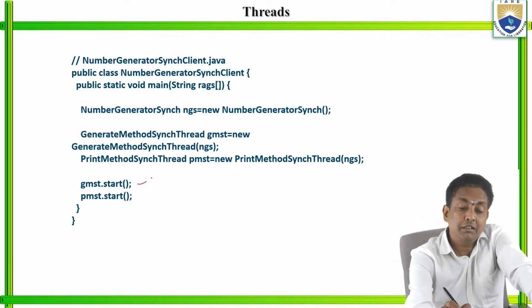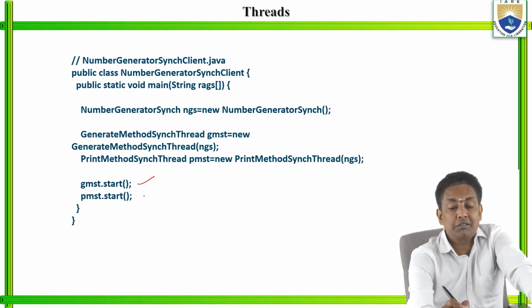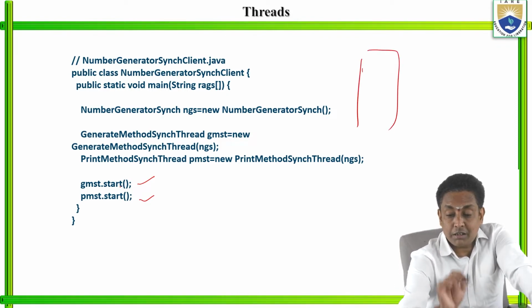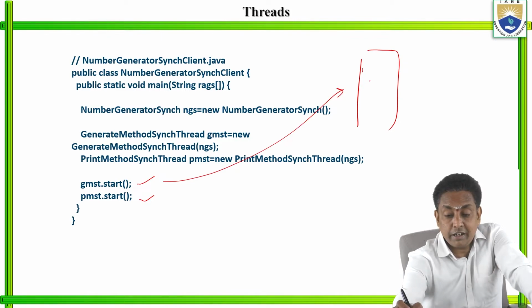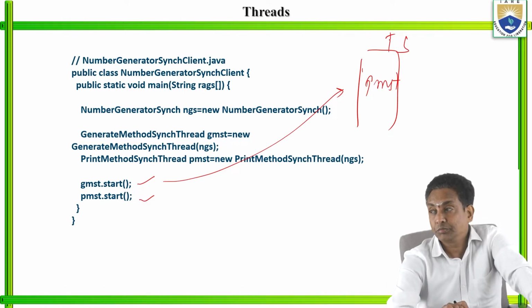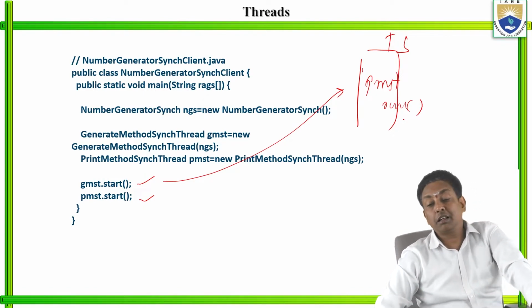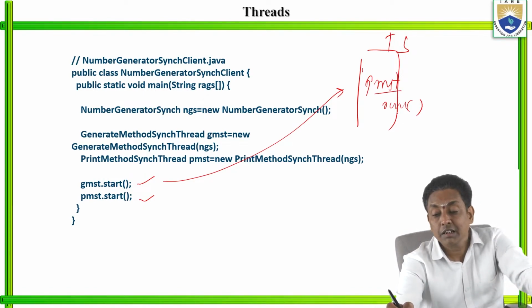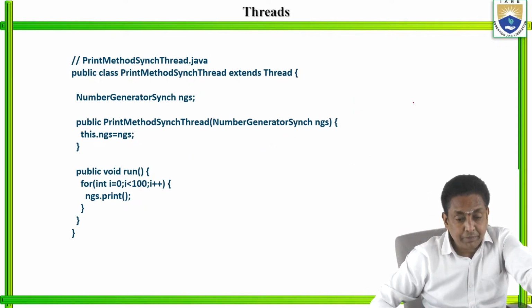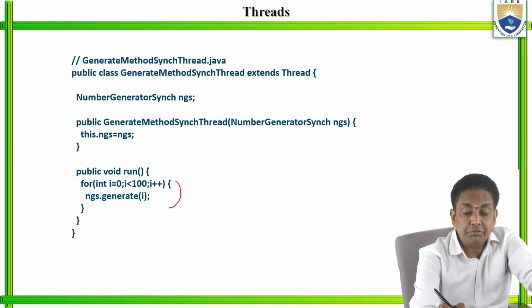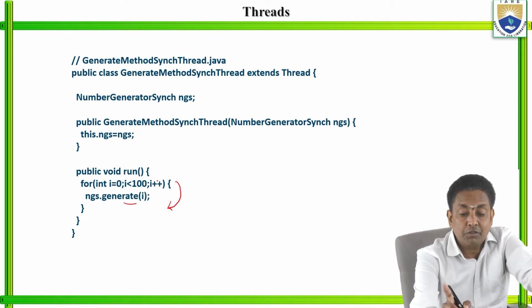Whenever the generate method synchronization thread starts and then the print method synchronization thread starts, the generate method synchronization thread starts first. The moment that thread is started, immediately GMST will come to the thread scheduler. Its run method is called for the first time. The generate method synchronization thread class's run method execution starts first. The control will come here. So it is the first iteration. In the first iteration, the generate method is called once.